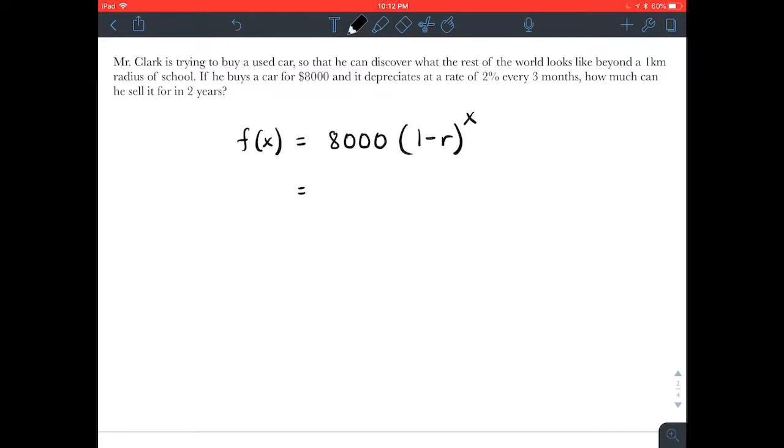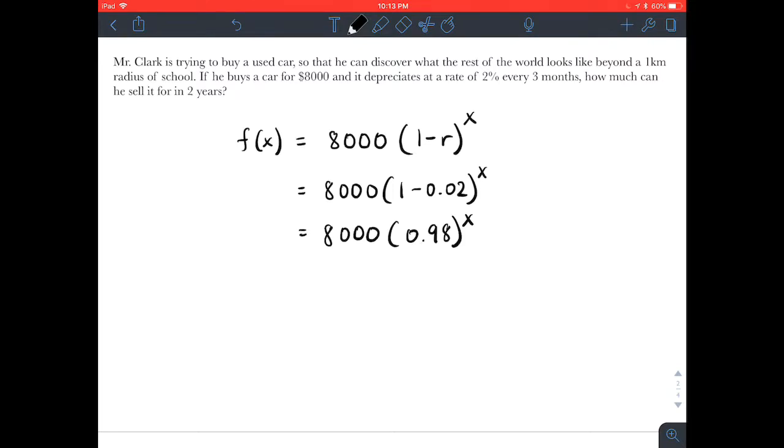And this is going to be $8,000 times 1 minus 2%, or 1 minus 0.02, to the power of x. So 8,000 times 0.98 to the power of x. Now the problem right now is that we need to actually figure out what to plug in for x.